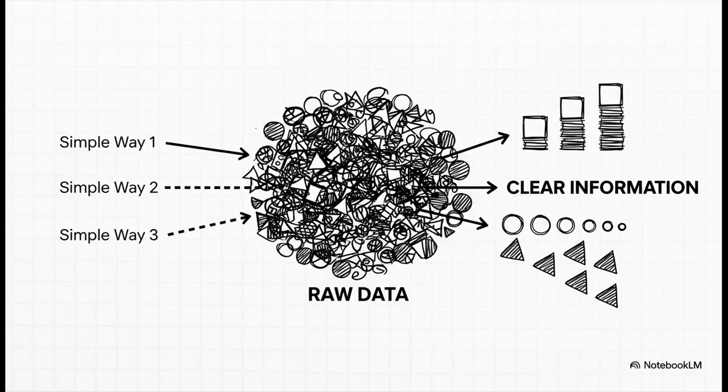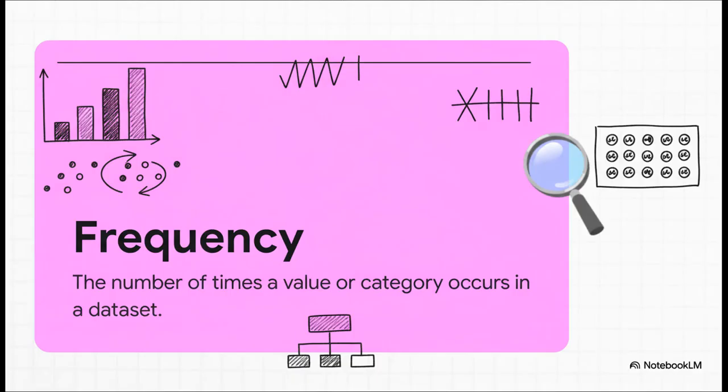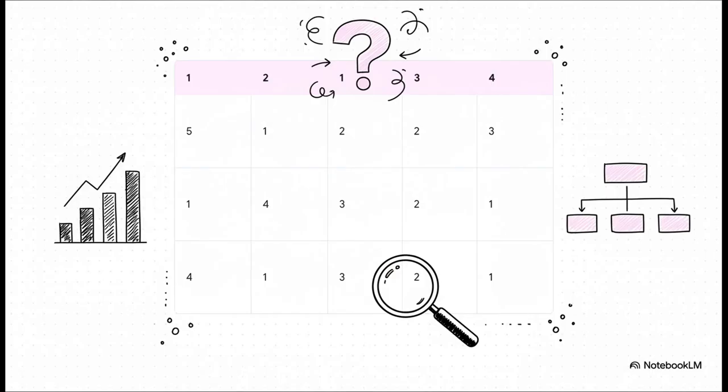useful information. All right, first up, we're starting with the absolute basics, the foundation of, well, pretty much all data analysis. It's just counting. I know, it sounds almost too simple, right? But stick with me, because this is where it all begins. And that leads us to our first big idea, frequency. It's a fancy-sounding word, but all it really means is how many times did something happen? That's it. How many times does a number or a category or anything pop up in your dataset? That's its frequency.